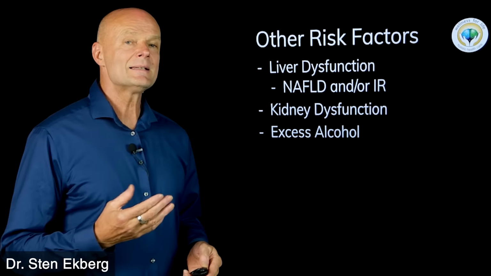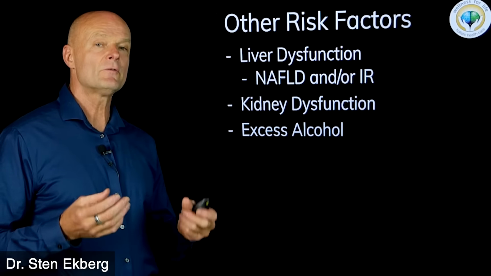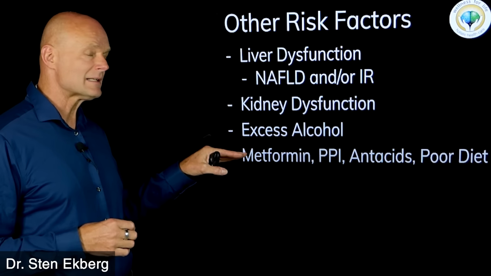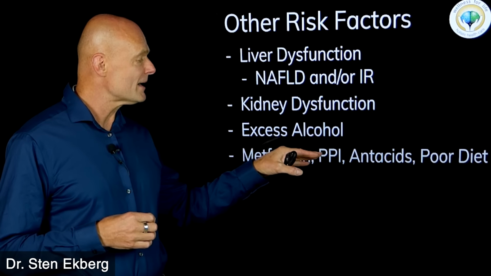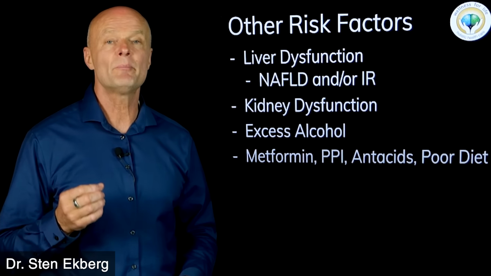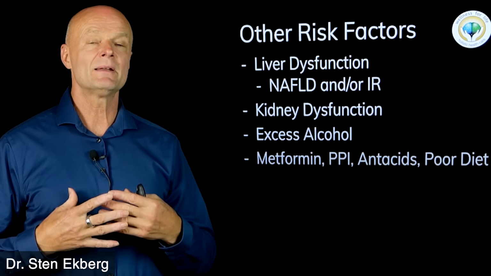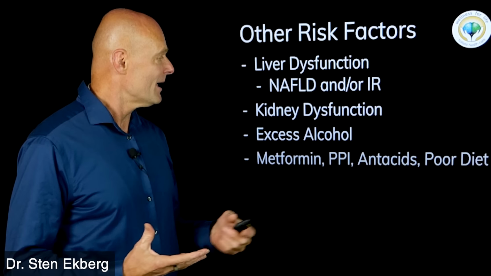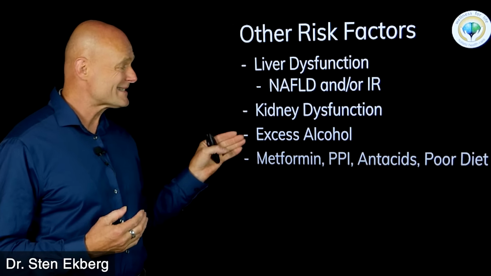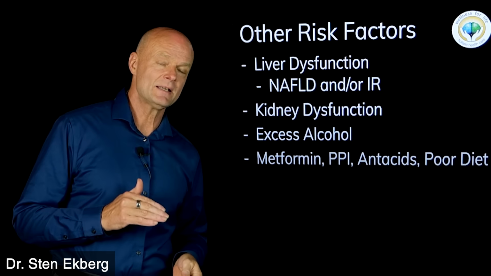And next, excess alcohol is a burden on the liver that's going to keep it from functioning at its best. And then there's several medications like metformin, PPI drugs, and antacids. And PPI stands for proton pump inhibitor, which means it's blocking your body's ability to make stomach acid. And this, along with a poor diet, or separately even, can affect your body's homocysteine levels.